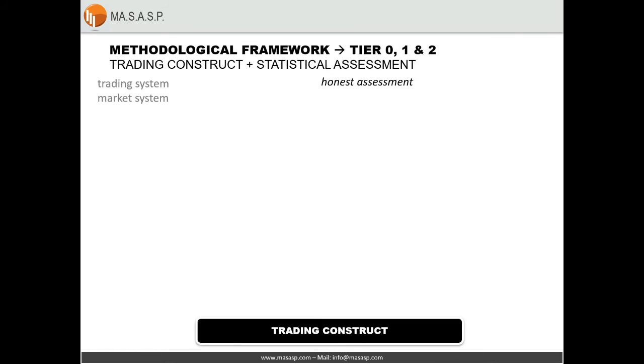Let's start with the bottom tier, the trade construct tier. It provides the trade construct which stems from research and which is relevant to the financial analyst. With this term, I mean any kind of analyst, either fundamental or technical.